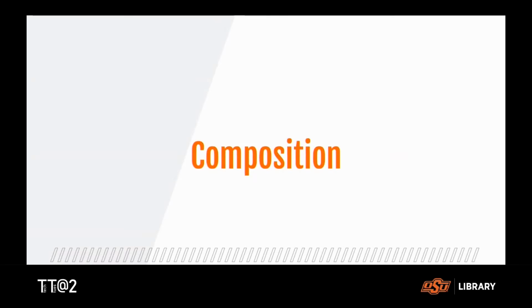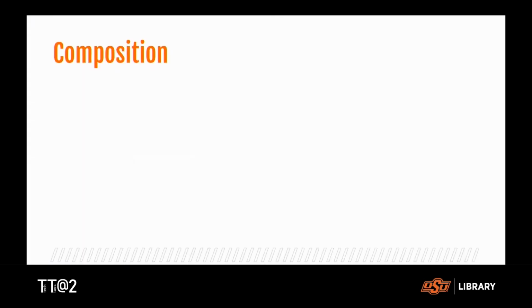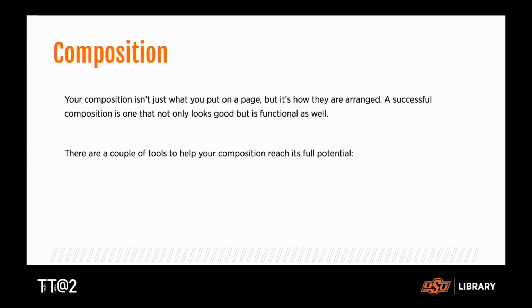Your composition isn't just what you put on a page, but how it's arranged. A successful composition is one that not only looks good, but is functional as well. The purpose of design is to get a message across to its intended audience, and if it doesn't, then it's lost its usefulness. Thankfully, there are a couple of tools to help your composition reach its full potential. Those are grids and alignment.